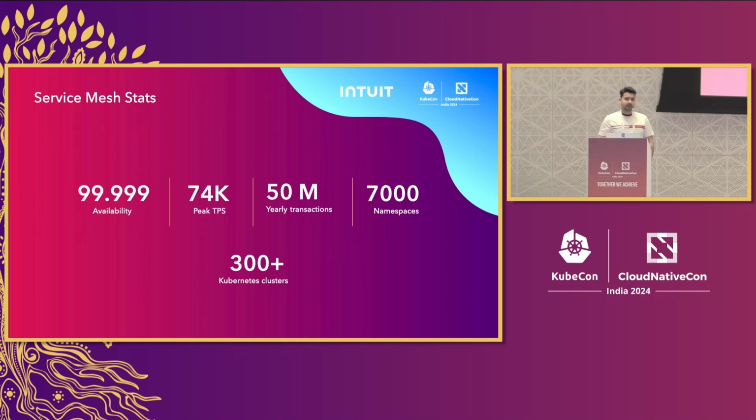And this is how the stats look for mesh adoption in Intuit, right? We again have five nines availability for mesh services. We have a max TPS of 74K during the year. We have seen almost 50 million yearly transactions, and these are growing as adoption grows in Intuit. There are more than 300 clusters running and talking with different services in these clusters, and that's how the scale starts growing, right?